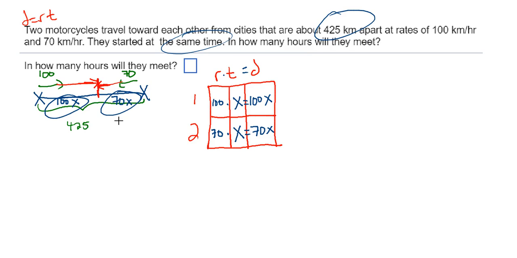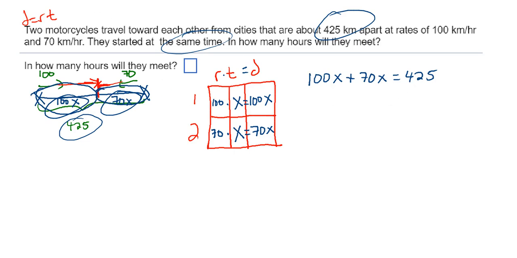So it's really similar to the problem we just did. If I take the distance of the first motorcyclist and the distance of the second motorcyclist together, it should add up to 425. Right? So I'll have 100x, that's the distance traveled by the first person, plus 70x, which is the distance traveled by the second person. Together, the total distance they will travel is the 425 kilometers because that's the distance that they were apart. So together, they've covered that entire distance that they were separated by to begin with.